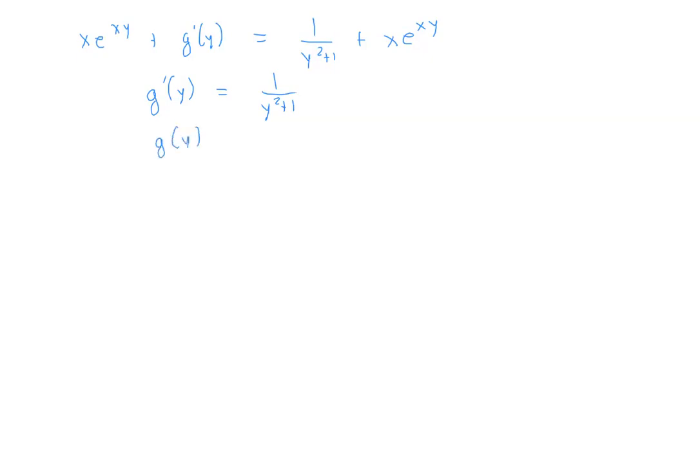Okay, but of course we don't have any problem here. G of y is going to be the integral of 1 over y squared plus 1 dy. And can anybody tell me what this integral is? Exactly, that's the arctan of y. And basically we will have that phi of x, y is e to the xy plus x ln x minus x plus arctan of y.